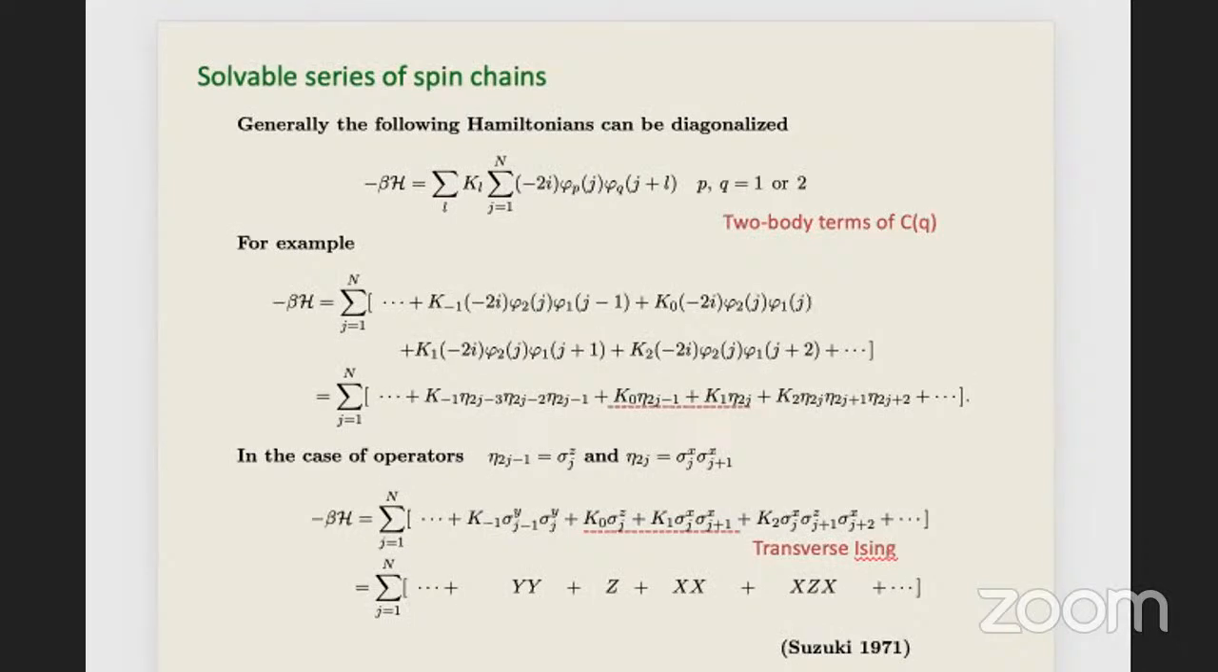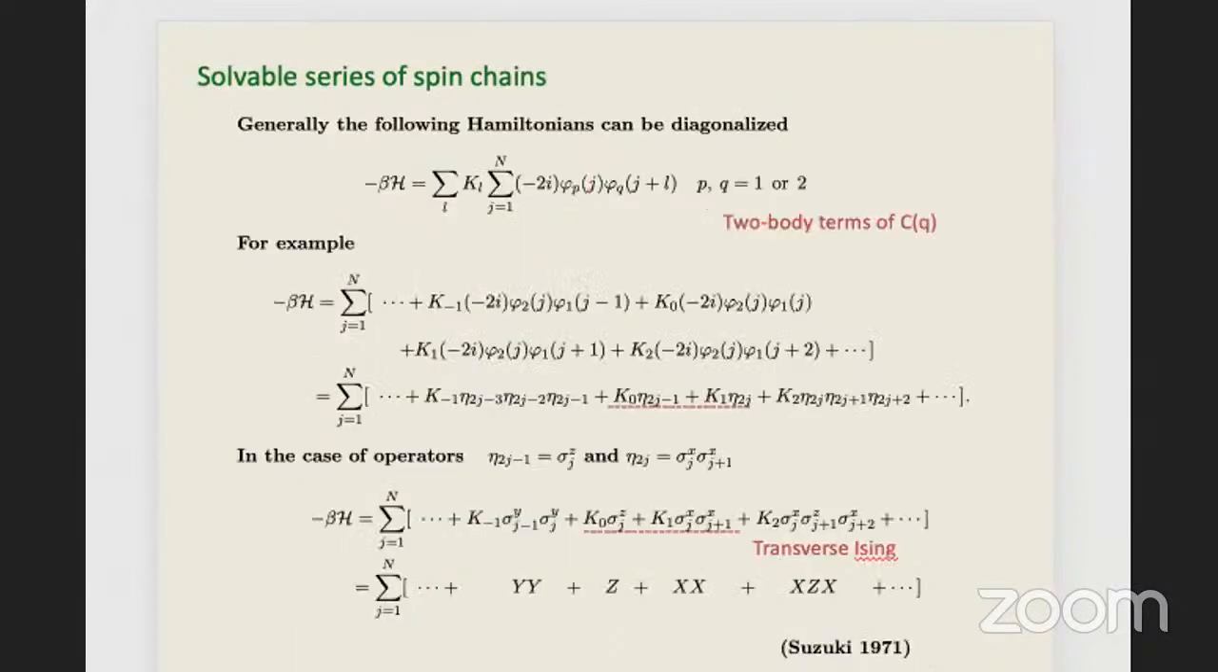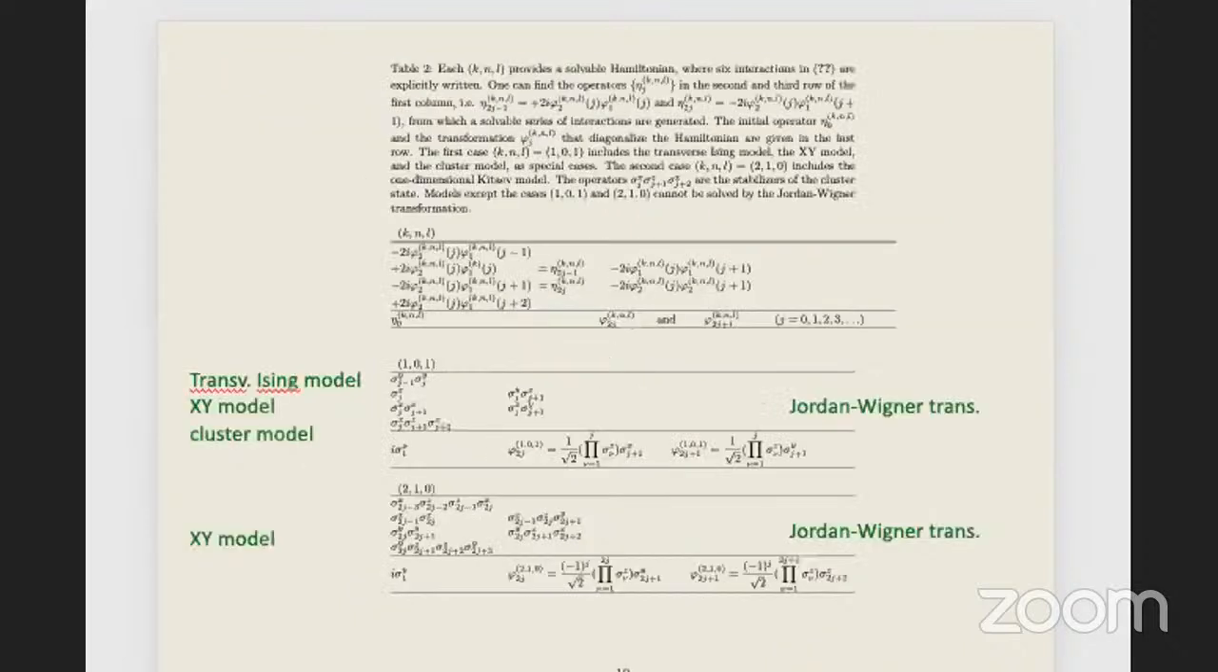So each solvable series can be generalized again. The local Hamiltonian is a two-body product of phi j here. Here we consider the case j and j plus 1. In this table, we consider phi j and phi j plus 1. But when we introduce phi j and phi j plus L, the model is still solvable. So this is a list of the generalized Hamiltonians. All of these interactions are solvable.